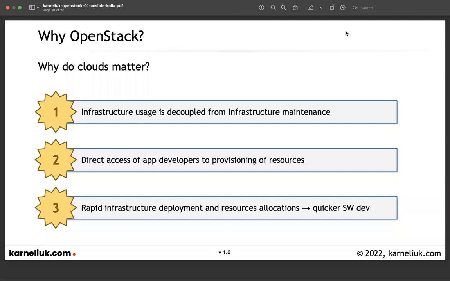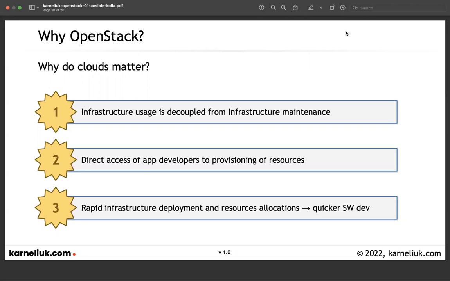So first of all, why does cloud matter, right? Everyone is talking about the cloud today, but what is so exciting about the clouds? Why is everyone talking about the clouds? Why is everyone pushing for a cloud career right now? Where is this all coming from? The very first thing that cloud gives you is an opportunity to decouple infrastructure usage, or infrastructure consumption, from the infrastructure support, development and maintenance.